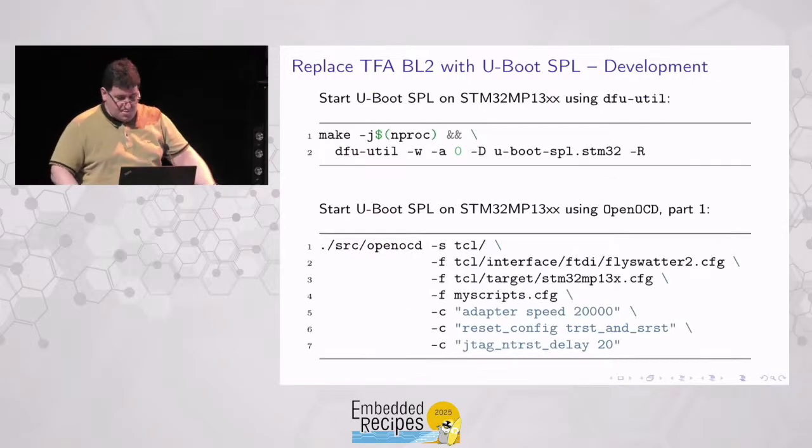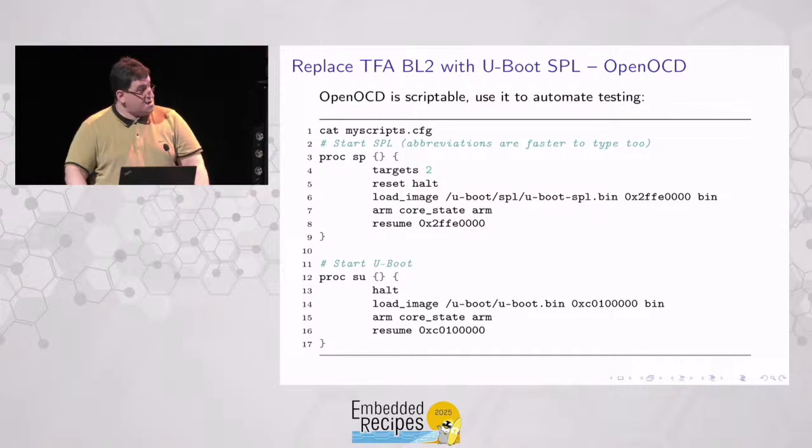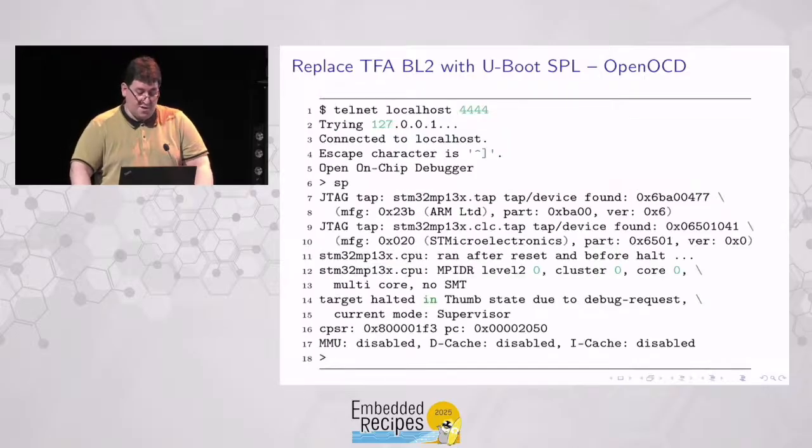Here is an example of how to use the DFU util on the MP13 if you want to start SPL quickly, and how to start OpenOCD. Slides will be available so you can look at it afterward. OpenOCD has the benefit that it's scriptable in TCL. So you can write quick abbreviations: start SPL, stop the target, load the SPL code into the SRAM, start the SPL. Same thing for U-Boot. This will help you greatly, and it will expedite your development very much.